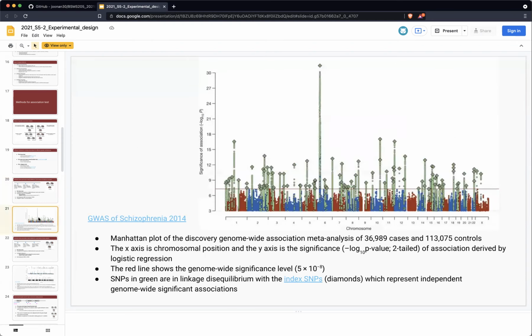This is one of the revolutionary studies in 2014, the GWAS of schizophrenia, right? GWAS was first introduced in 2006, about 15 years ago, and at that time it wasn't that successful. The first GWAS in 2006 was on age-related macular degeneration, an eye disorder, and that was successful.